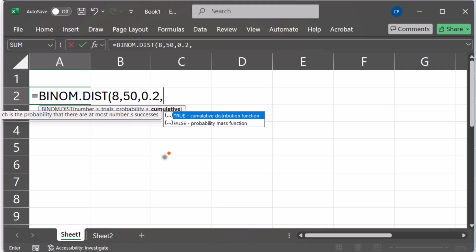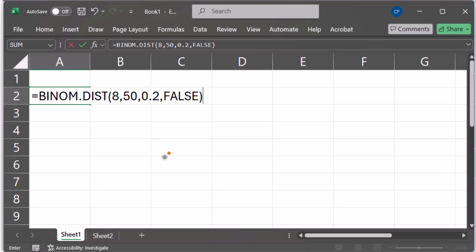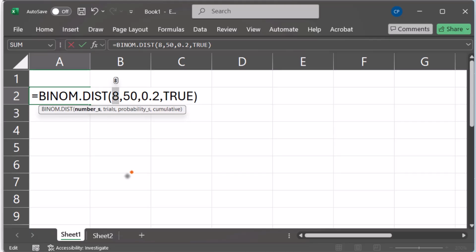There are 2 different versions of the binomial distribution formula. One is a cumulative probability, and the other one is just a non-cumulative. We want the non-cumulative probability here. I'm going to put false in this last input because I want just the probability of 8. If you do the cumulative version, so if I put true here, it will find the probability of 8 and less. So it's that number and everything below.